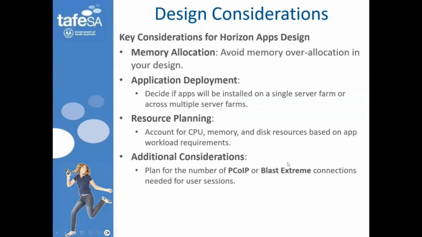Additional consideration: plan for the number of PCoIP or Blast Extreme connections needed for user sessions. So how many connections are we thinking of at the same time? Obviously, if we only get 5, it's a totally different story than if we're expecting 100, right? Like I said, it could be a server farm, so it doesn't have to be the one single server like we have in our worksheet. It could be across multiple servers.